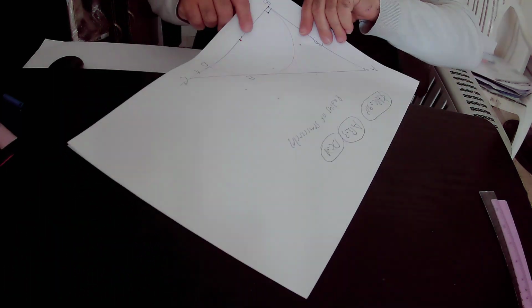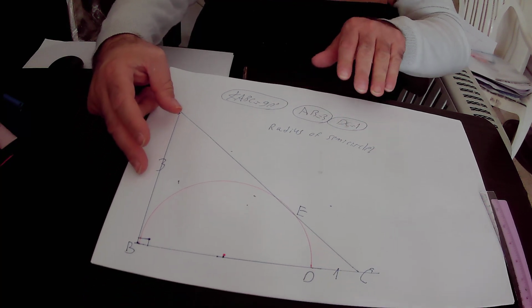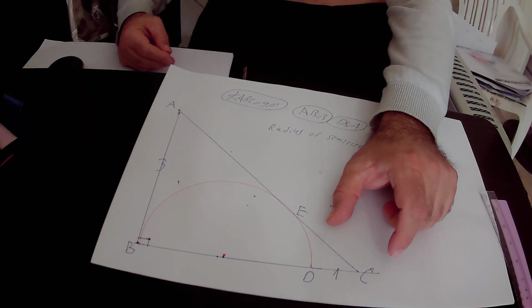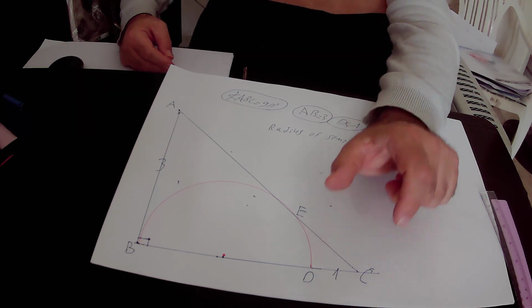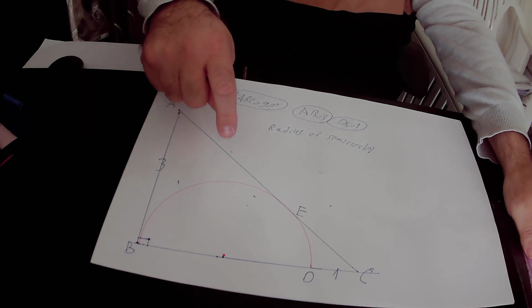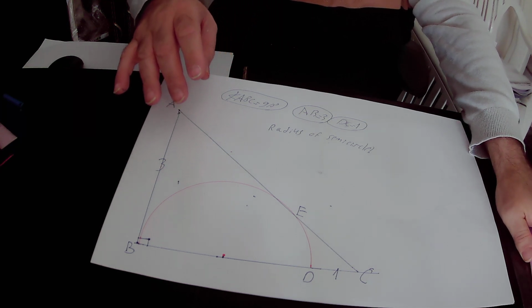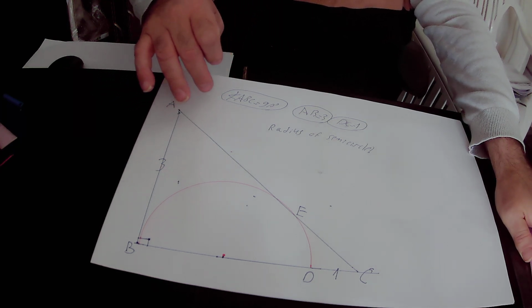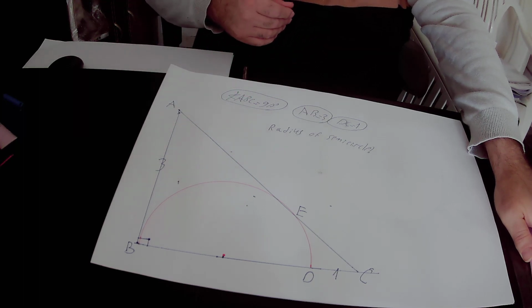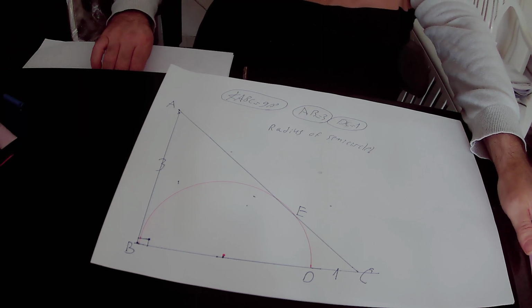And side AB of triangle ABC equals 3 units. And line segment CD equals 1 unit. And we want to find out the radius of this red semicircle. Actually, the semicircle is inscribed by this triangle. And so first of all, I will present to you a new rule.